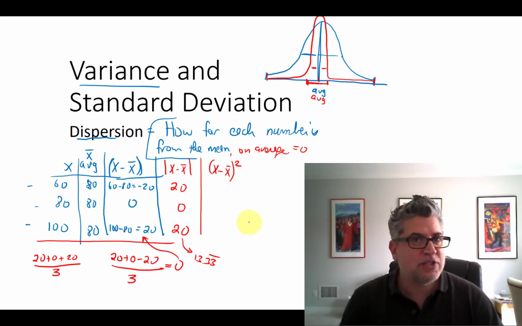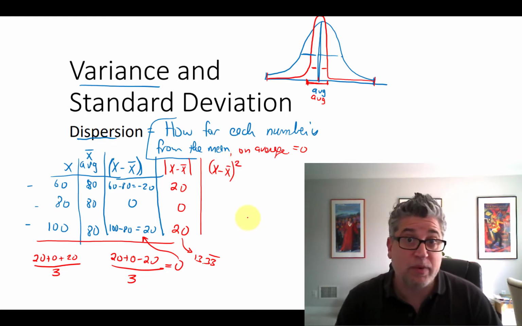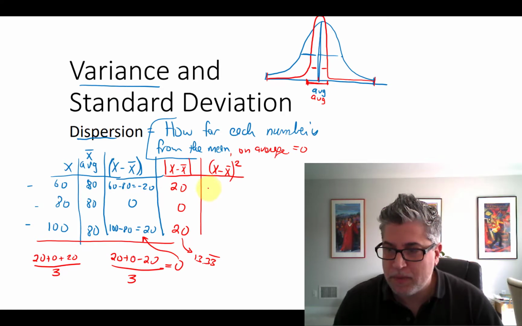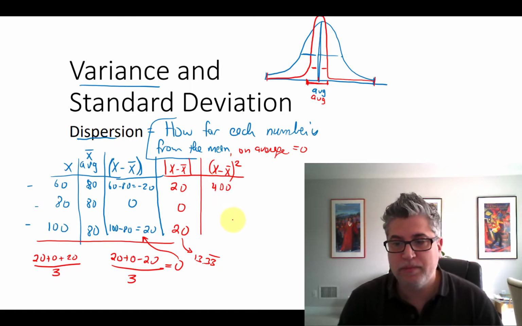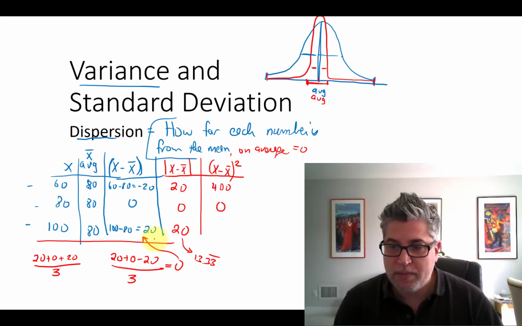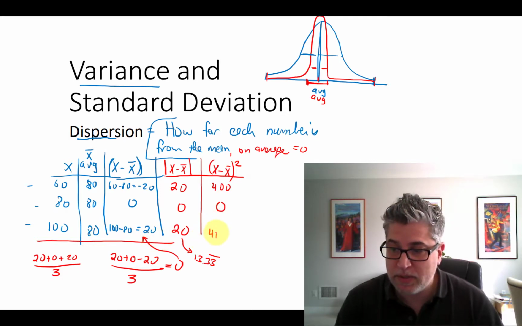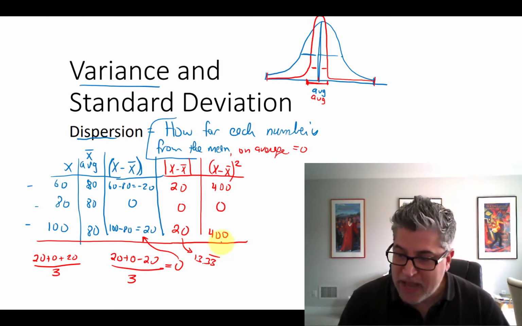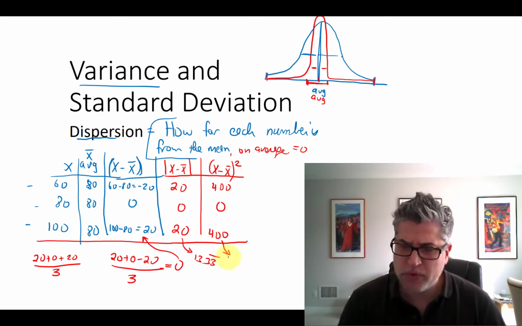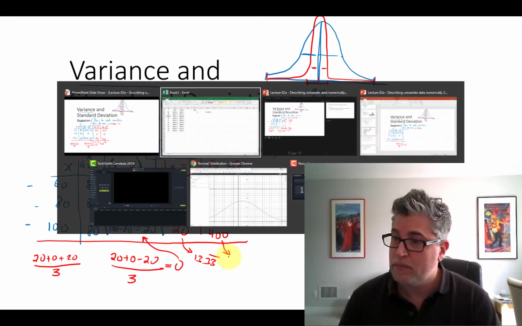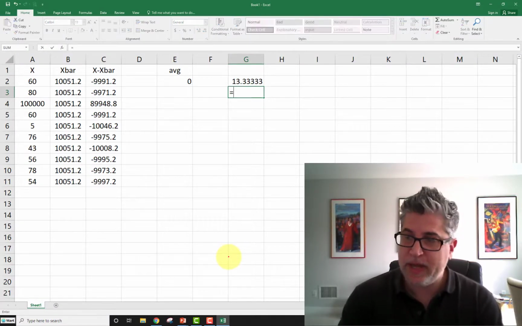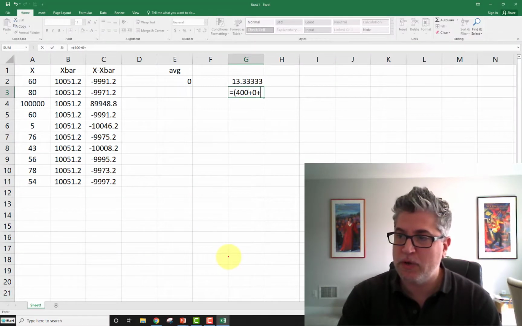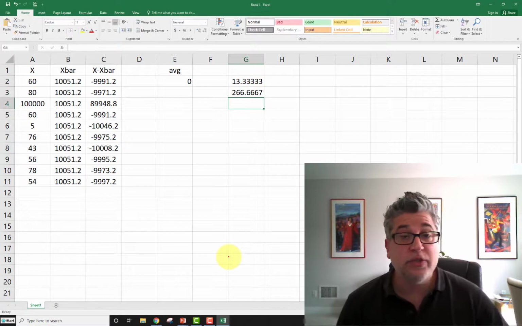but don't take the absolute value. Now just square these numbers. That'll get rid of negatives. So negative 20 times negative 20 becomes a positive 400. 0 squared is 0, and positive 20 times positive 20 becomes positive 400. Now what's the average of this? 266, I think. Let's see here. What was it? 400 plus 0 plus 400 divided by 3. Yeah, 266.